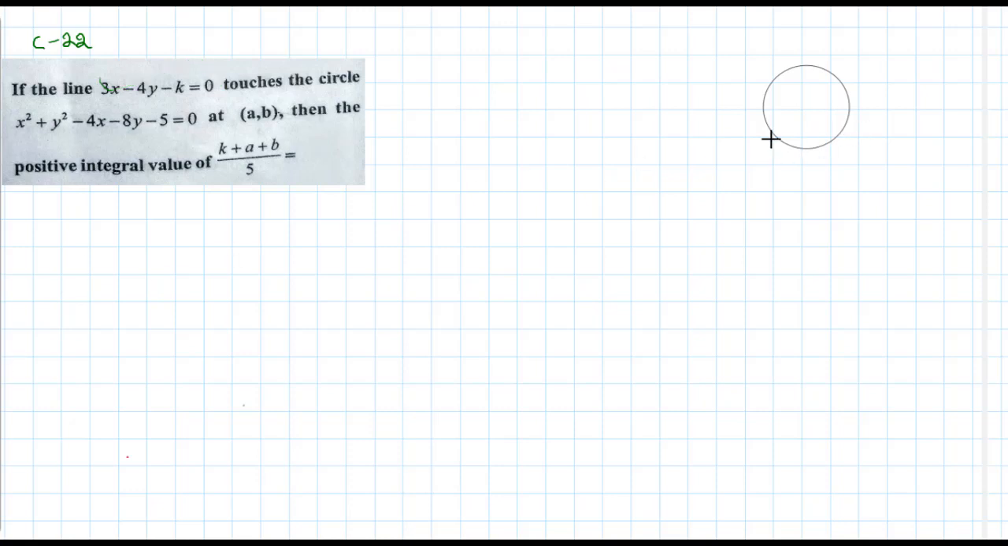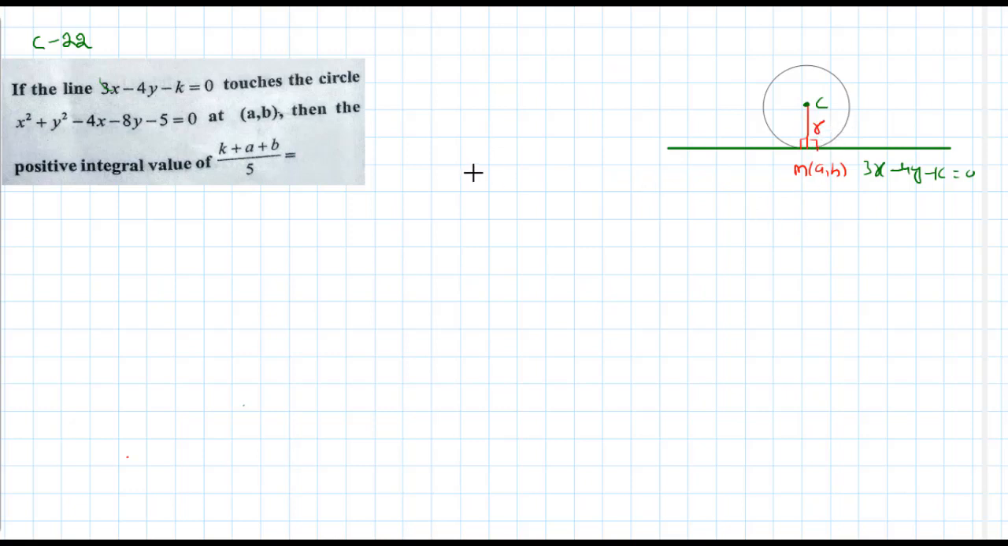So for this circle, this is the tangent. This equation is given. What is the equation of this line? 3x minus 4y minus k equal to 0. This is the tangent. For example, see the center and the point of tangency. Say this is M, given that M equals (a, b). So CM is nothing but the radius of the circle.